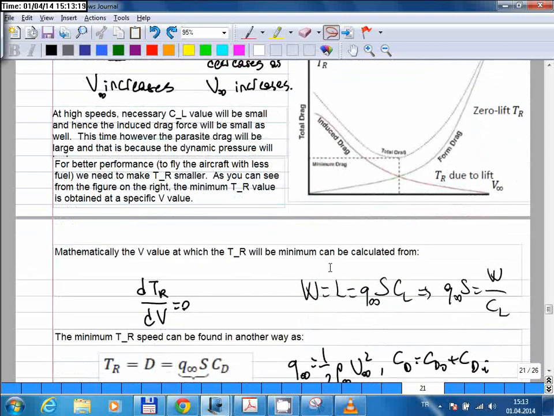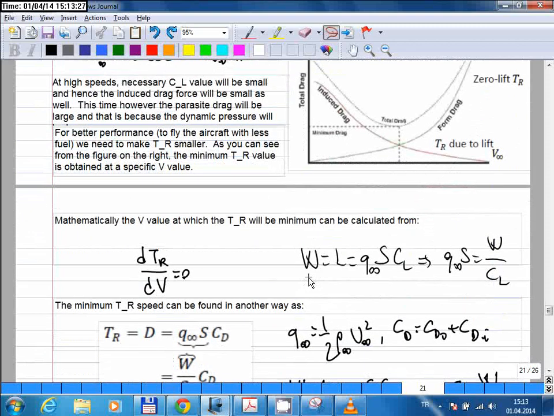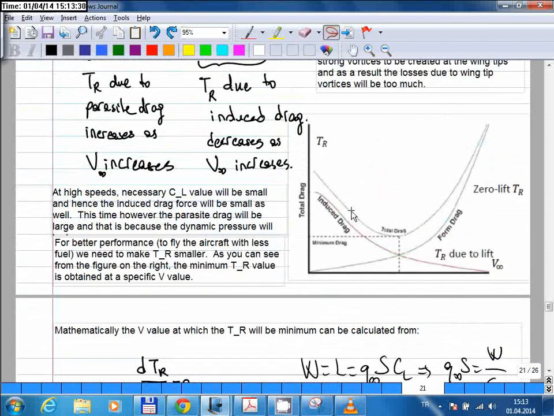Okay, now as you see here, there's a certain point where the required thrust force, or the drag force, becomes minimum, right? So if you are flying very slowly, you need a large thrust force, and if you are flying very fast, again, you will need a large thrust force. But if you are flying at the right speed, then the required thrust, which is equal to the drag force, will become minimum. Okay? So let's see what this point corresponds to.